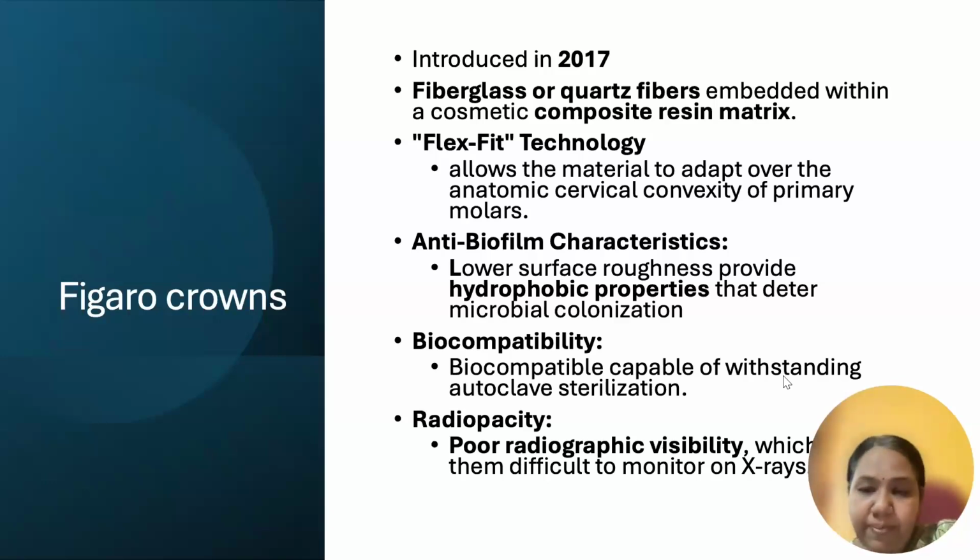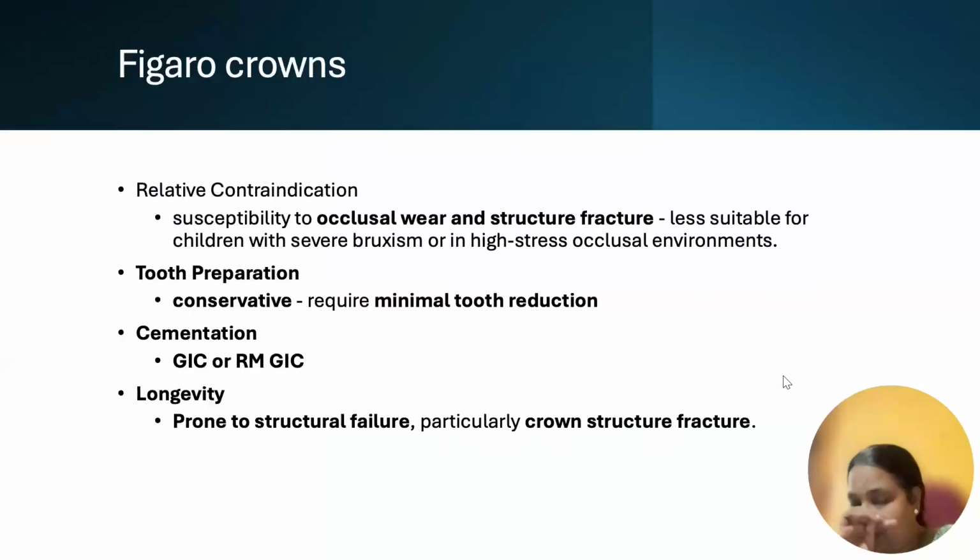These crowns are biocompatible and are capable of withstanding autoclave sterilization. But one issue that we have with Figaro crowns is poor radiographic visibility, especially. So for us to monitor it on radiographs is difficult. One relative contraindication is the susceptibility to occlusal wear, because of which we could call it a relative contraindication. They are less suitable when children have severe bruxism or where there is a high stress occlusal environment.